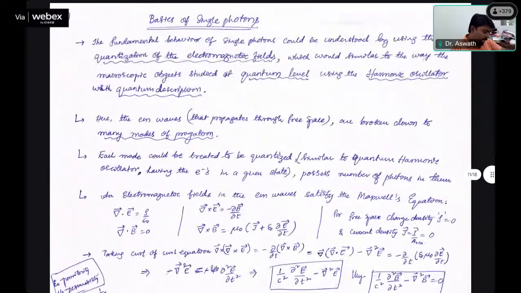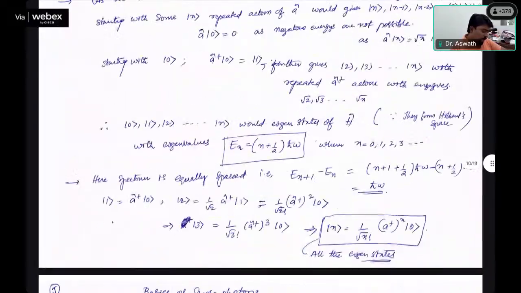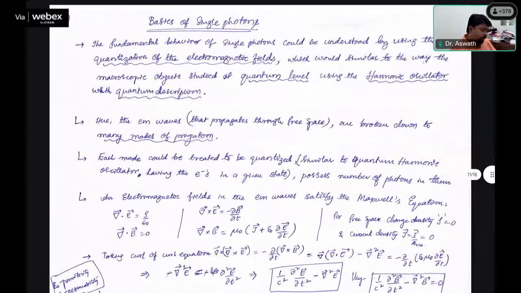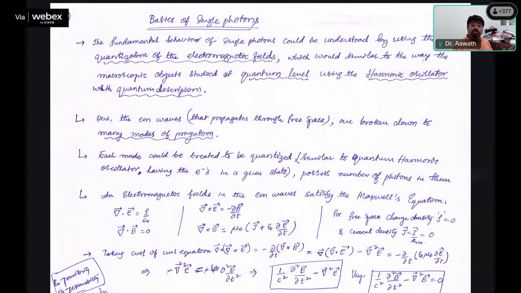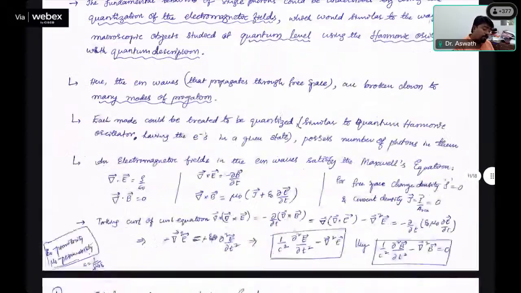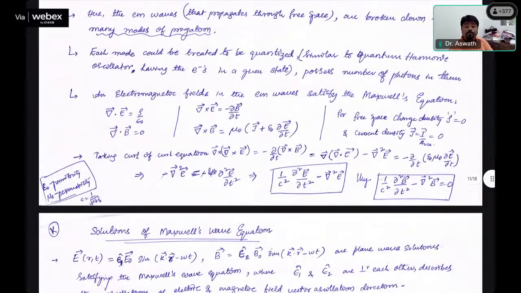Okay, where did we stop? Yeah, this is where we stopped yesterday. Now you see, Maxwell's equations are there. They dictate the system. And I find a wave equation from Maxwell's equations. Wave equation means what? It describes some disturbance traveling. So there is a wave equation for the electric field. There is a wave equation for the magnetic field.